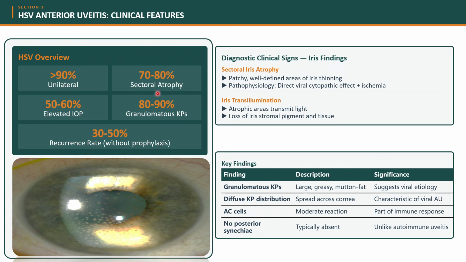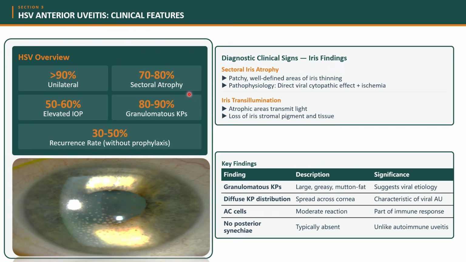Another common feature is the presence of sectorial iris atrophy. Now, as I said, the sectorial iris atrophy is due to necrosis of the iris, due to vasculitis associated with this viral uveitis. And keep this term in your mind because in herpes zoster virus, it will be segmental iris atrophy.